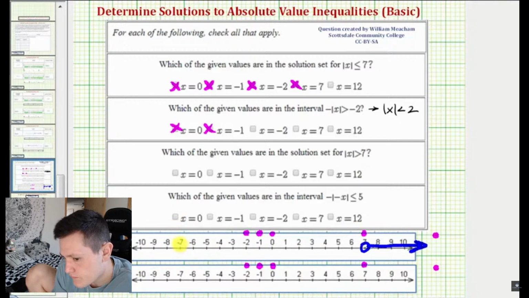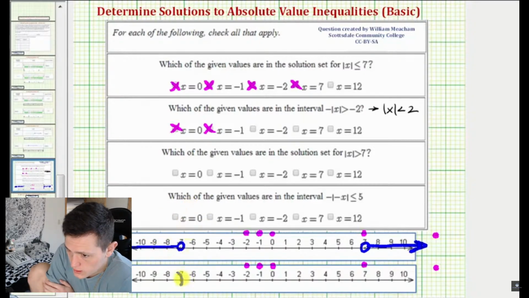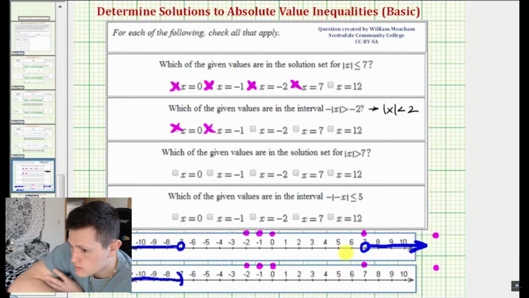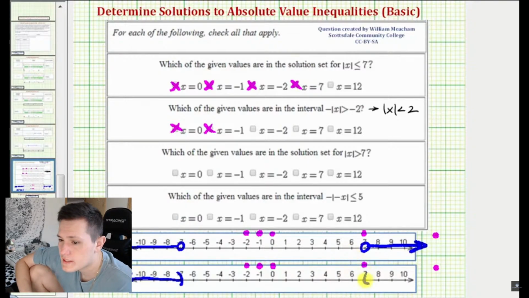The endpoint is not on the interval, but all the numbers to the left have a distance greater than 7 units from 0. Or we could also express this using a rounded parenthesis here, graph to the left, as well as an open parenthesis. So the only thing that's going to get an X on this is 12.